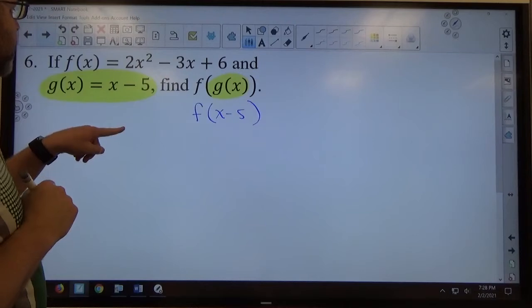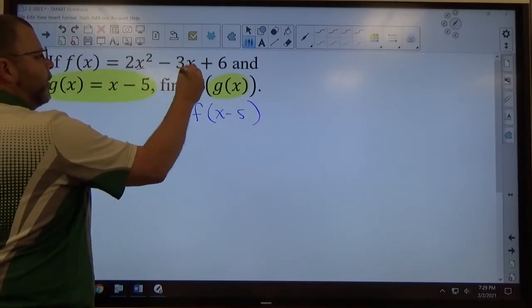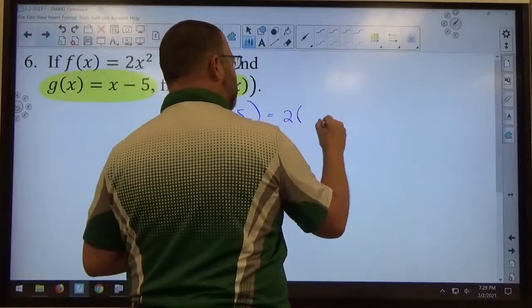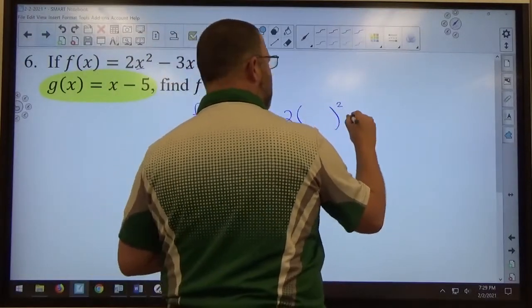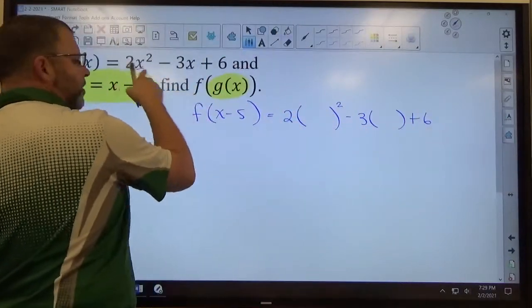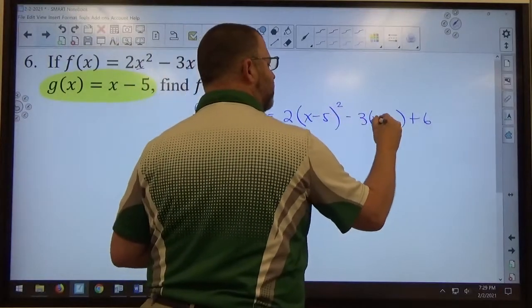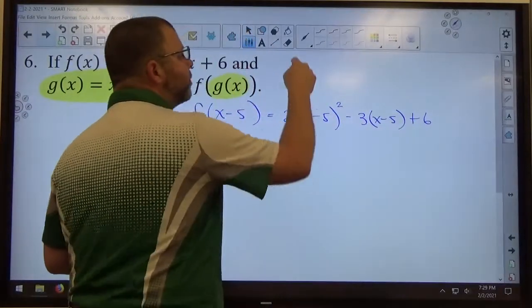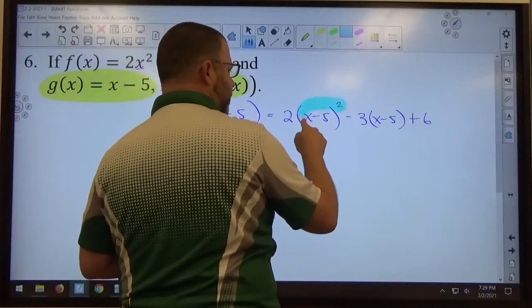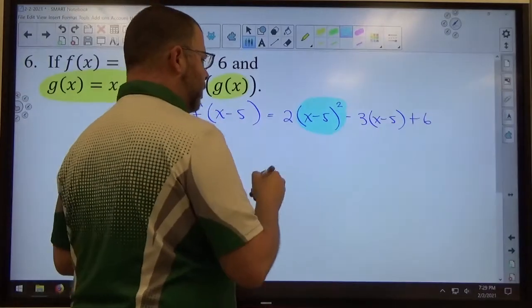And f of x minus 5 means go up to function f and change the x's, which would be this one and this one, into x minus 5. So I have 2 times x squared minus 3 times x plus 6. Instead of x, we're writing x minus 5, so x minus 5 goes in that parentheses, x minus 5 goes in that parentheses. We have been seeing quite a bit of this picture this year, this binomial squared picture.